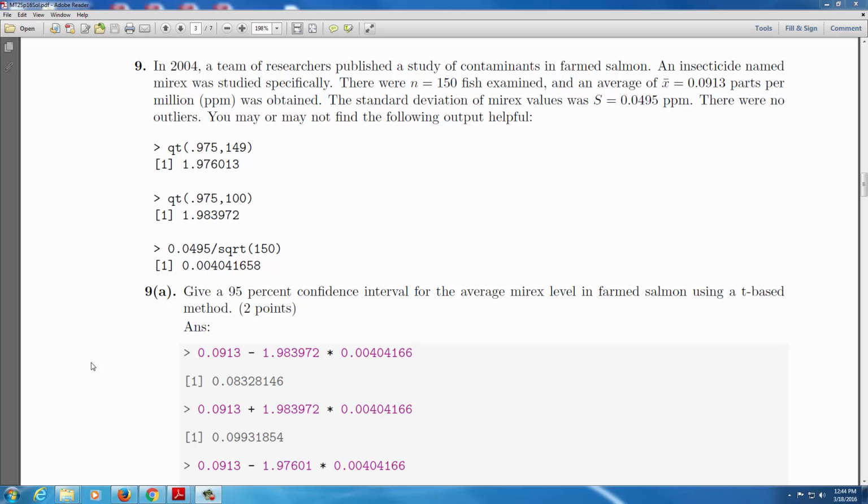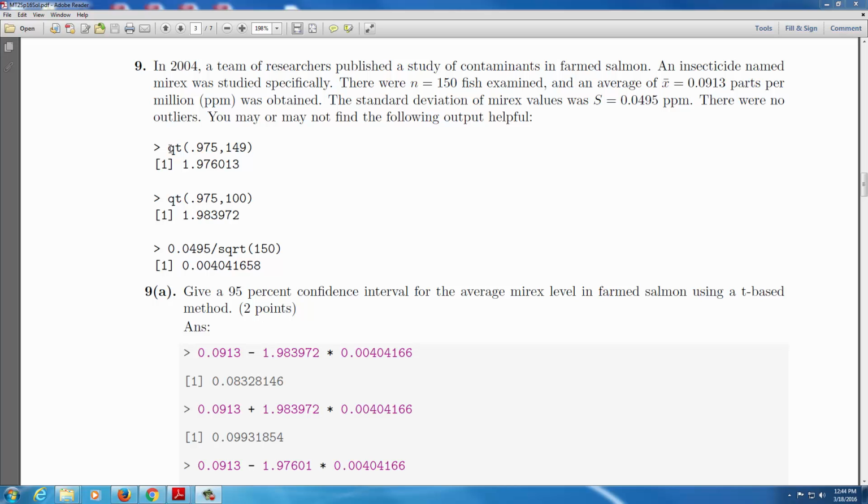You can see that you're talking about insecticide concentrations. It's a quantitative variable, and you're given X bar values, S values. There's 150 fish, so there's a big sample size, and there were no outliers. That will come and be important later for a later question.